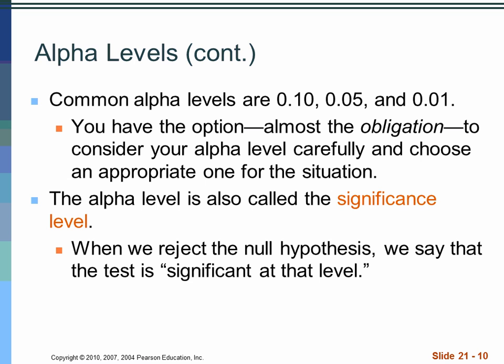Common alpha levels are 10%, 5%, and 1%. The standard is 5%, the default. You have the option, almost the obligation, to consider your alpha level carefully and choose an appropriate one for the situation. The alpha level is also called the significance level. When we reject the null hypothesis, we say that the test is significant at that level. And you define which level you're using when you reject or fail to reject.